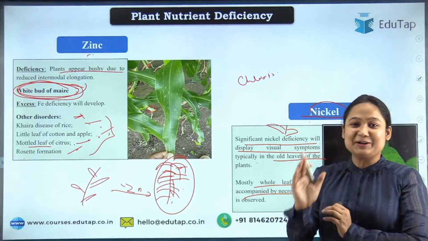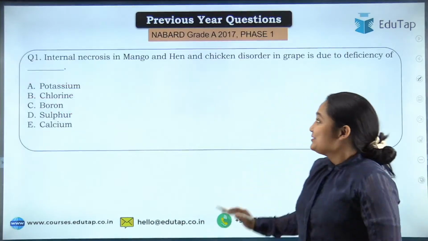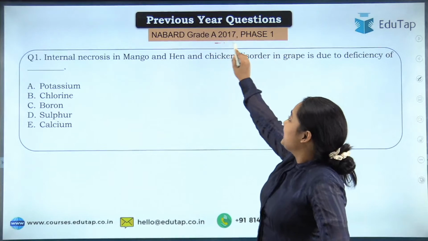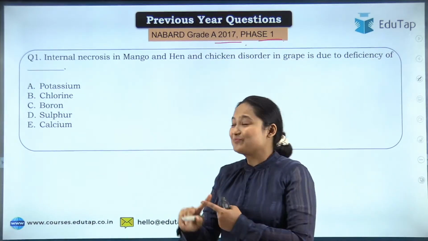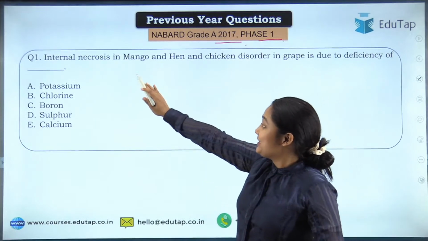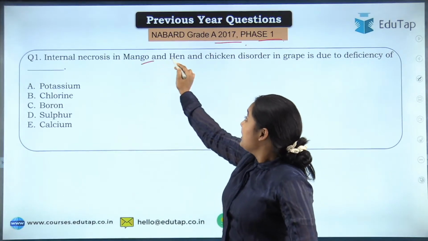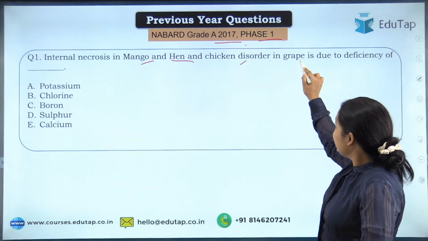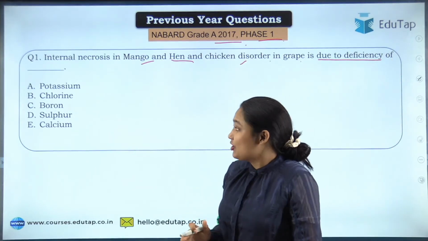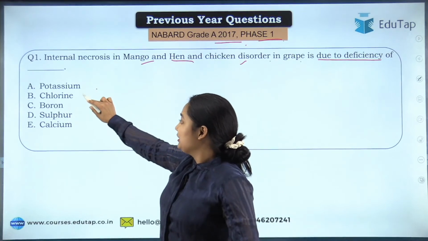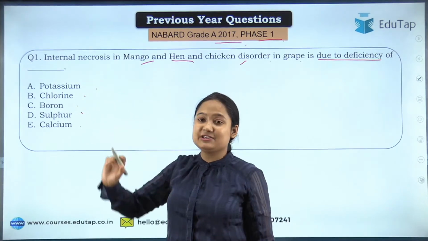Now it is time to attempt our PYQ again. First of all, NABARD Grade A 2017 exam phase 1; now you will be able to answer it. The question was: internal necrosis in mango and hen and chicken disorder in grape is due to the deficiency of which of the following nutrients? Your options were potassium, chlorine, boron, sulfur and calcium.